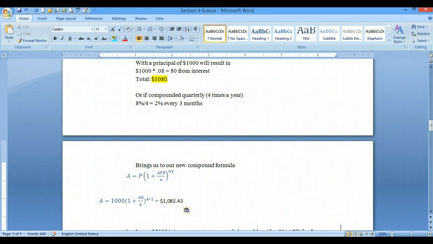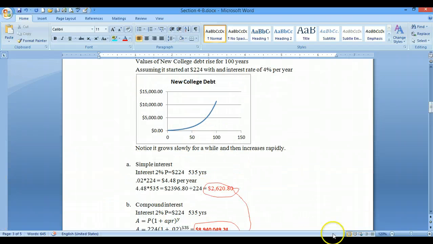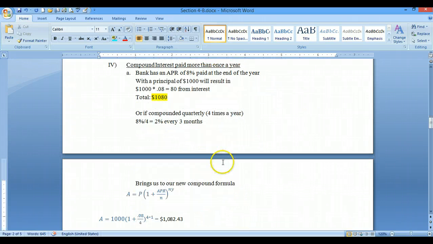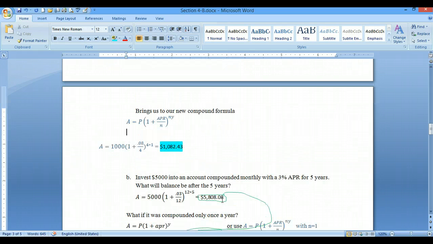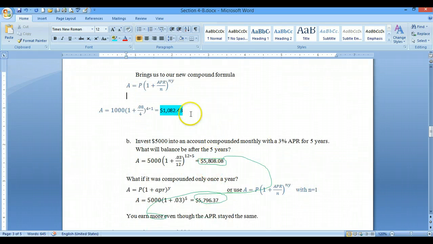And you're thinking that's not a lot. But remember the example of the new college? It doesn't grow very much at the beginning, but the longer you keep it in, that's a big, very significant difference between the two, especially if I keep it longer and longer. $2.43. Okay, let's move on to the next one, just so you can get familiar with the new compound formula.